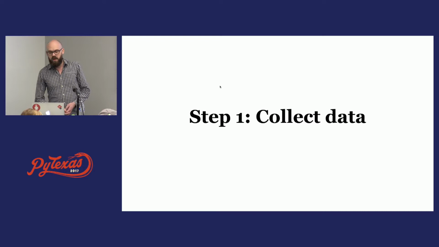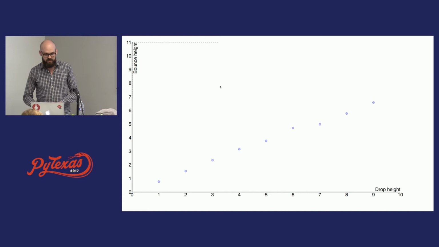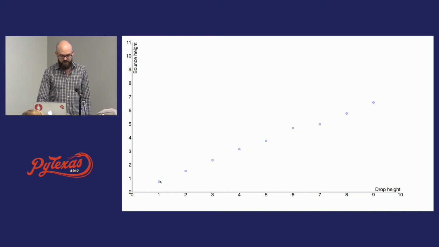And when we have that data set, we can put it on a scatter chart that looks something like this. So when I drop the tennis ball from 1 meter, it bounces to about 3/4, it looks like. From 2, it looks like about 1.5. When it's dropped from 3, it bounces to about 2. So you can see drop height along the bottom, bounce height up the side.